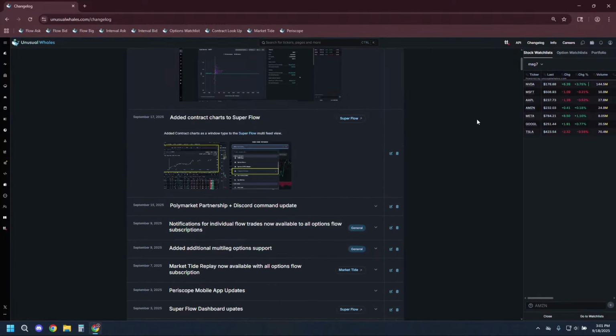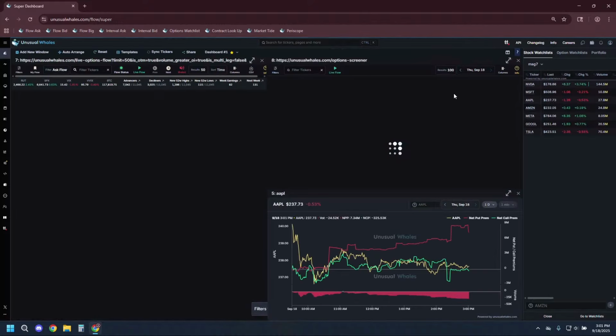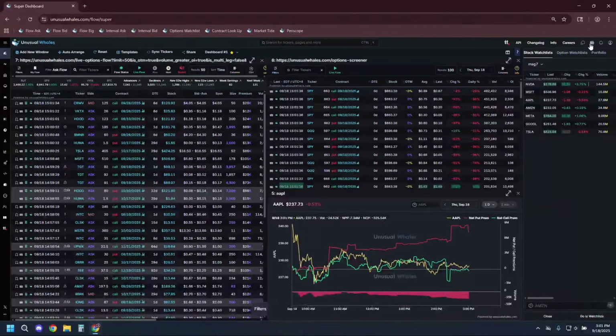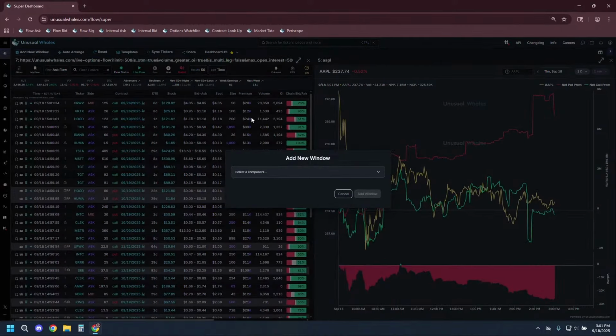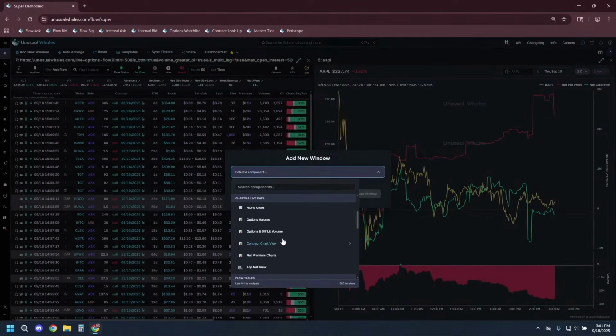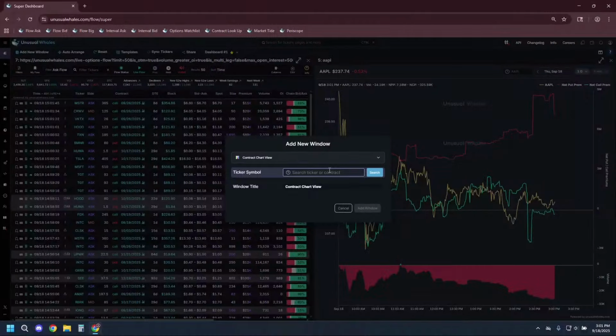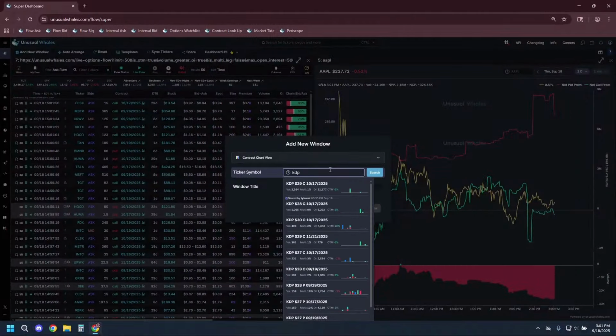Contract charting is also now available in the Superflow multi-screen view. Let's just do one right now. Why not? I'll just add the first contract that someone posted up in here. Someone wants to look at the KDP 29 strike October 17 calls.